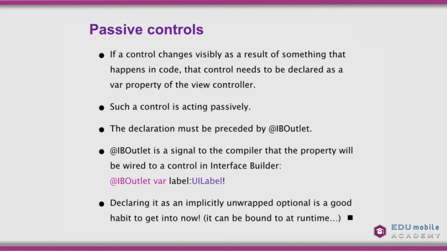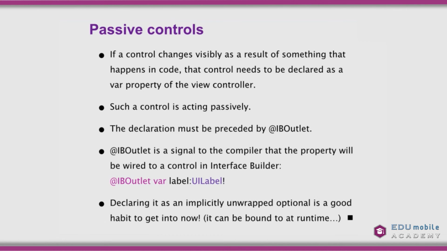So this looks this way. We precede the declaration with IBOutlet, var, and then whatever the control is named, label, that's the property name, and then UILabel. Notice that the type has a bang after it. Get into the habit of declaring your outlet variables, your outlet properties, as implicitly unwrapped optionals.